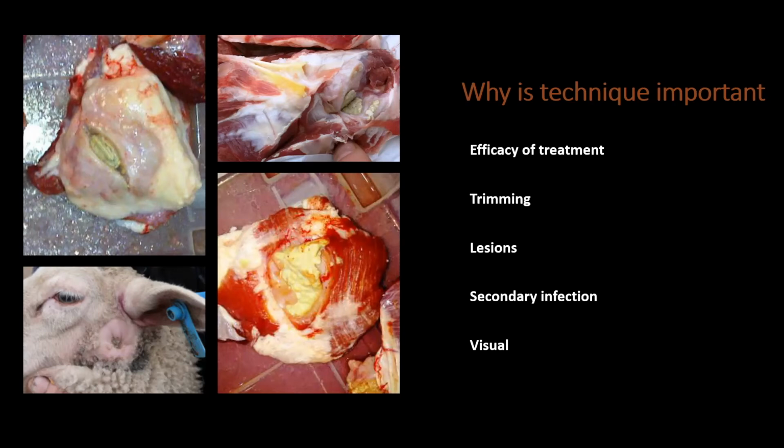The photo on the bottom left is of an animal that has been vaccinated in the cheek. A secondary infection has developed and it has impacted on this animal's ability to graze and therefore weight gain.